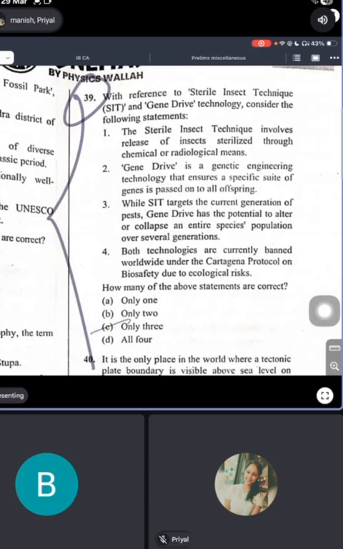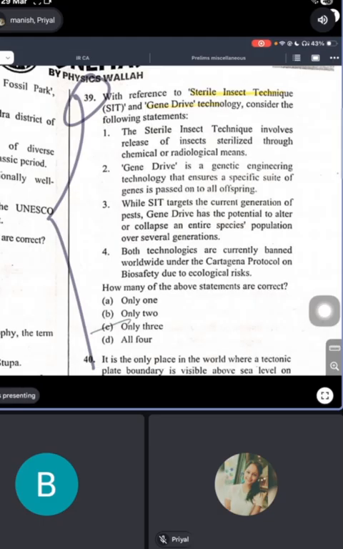With reference to sterile insect technique and the gene drive technology, consider the following. Sterile insect technique involves release of insects sterilized through chemical and radiological means. Gene drive is a genetic engineering technology that ensures a specific suite of genes is passed on to all offspring. While SIT targets the current generation of the pests, gene drive has the potential to alter or collapse an entire species population over several generations. Both the technologies are currently banned worldwide under the Cartagena Protocol on Biosafety due to ecological risks.